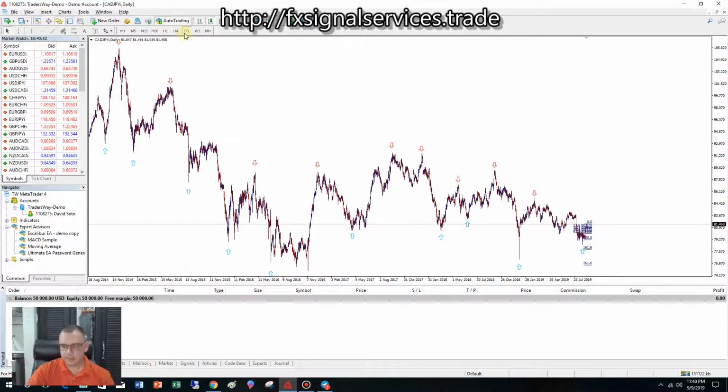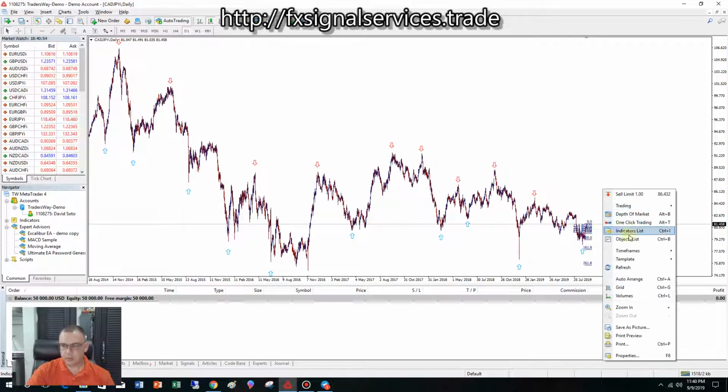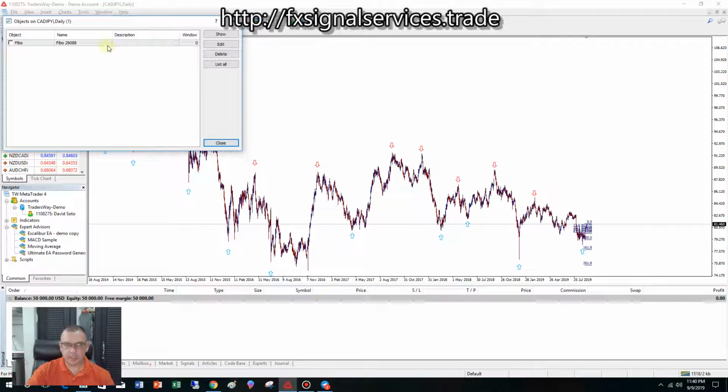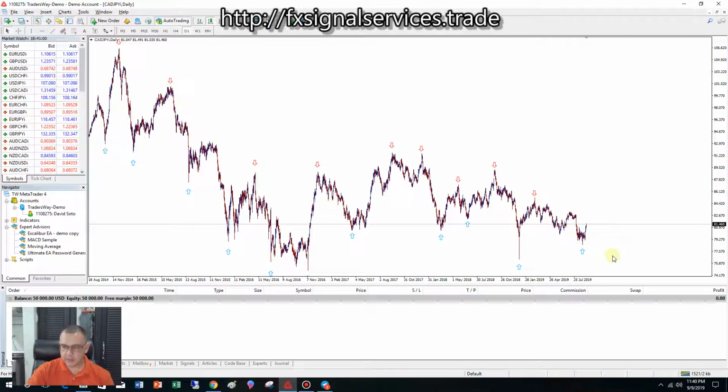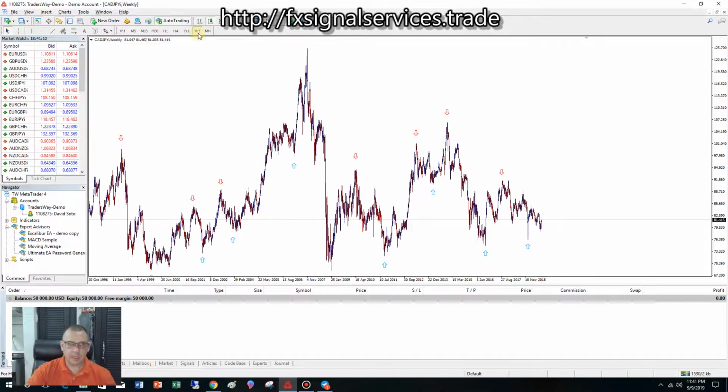Okay, daily shows a blue arrow only. Okay, let me delete this Fibonacci so you can see. I only see a blue arrow and no red arrow yet. So meaning that long term this is going to be going up even more. And the weekly also, we have a blue arrow here but no red arrow.